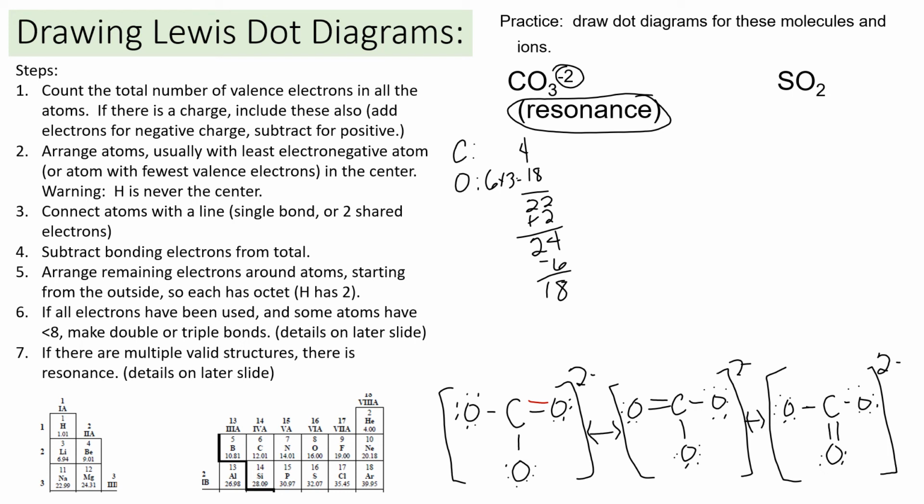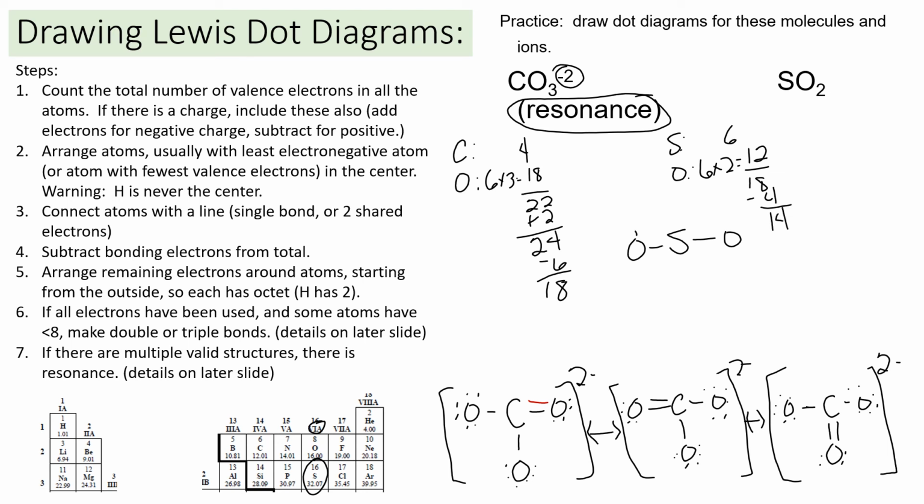Let's look at sulfur dioxide. Sulfur is right here. So it has 6 valence electrons. So we have sulfur with 6. Oxygen also has 6. Times 2 is 12. So we add those together and we have 18. We'll put sulfur in the middle with oxygen and oxygen. And so that used up 4, so we'll subtract 4. So now we have 14 electrons.